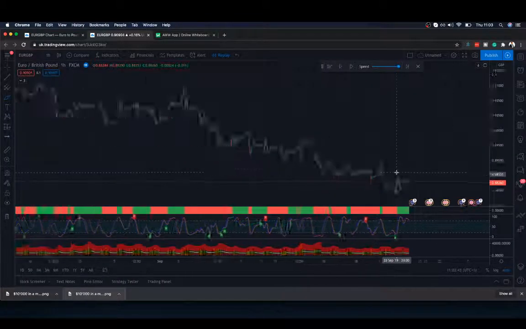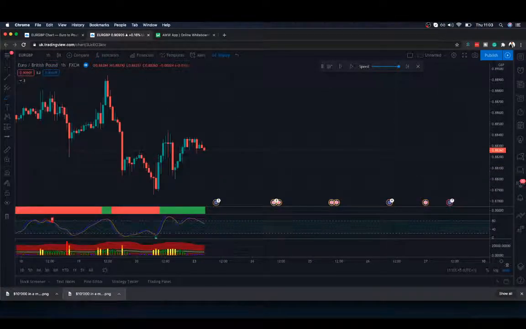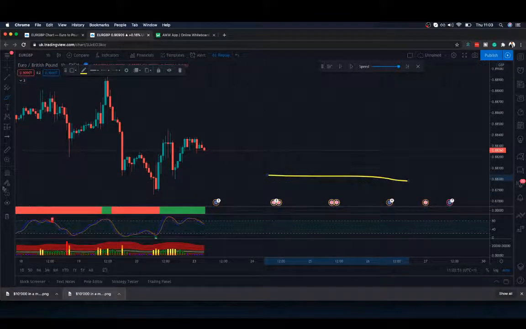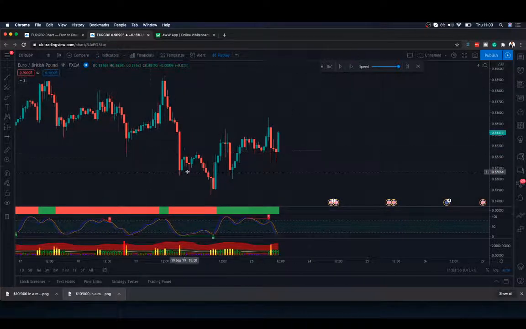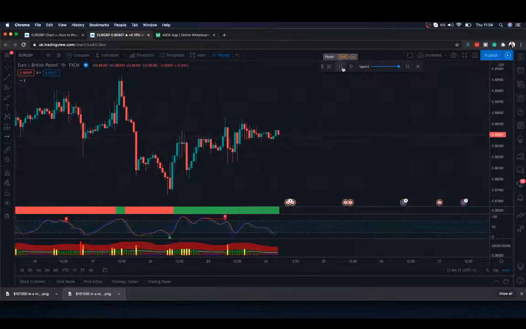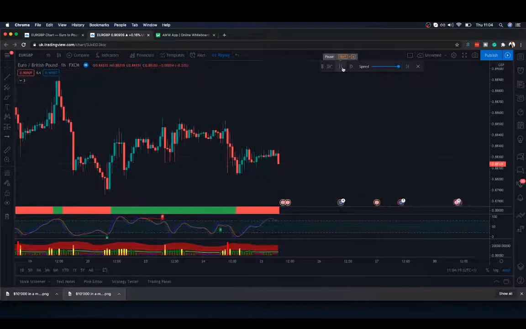Let's take this as an example. Let's zoom in a bit. All right, so let's play it. Now here, first of all, I think we are in a sideways. You can consider this as a downtrend because you have a lower high and a lower low. But here, if the price goes up above this level, we're not in a downtrend anymore. So now we are looking at definitely a sideways.